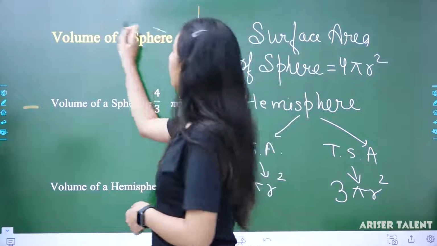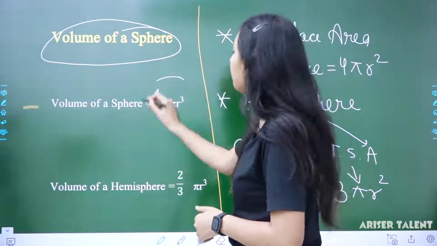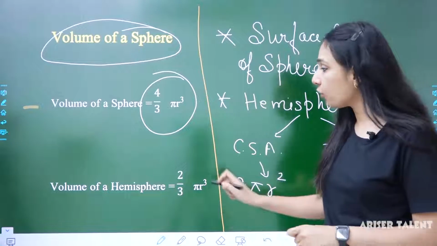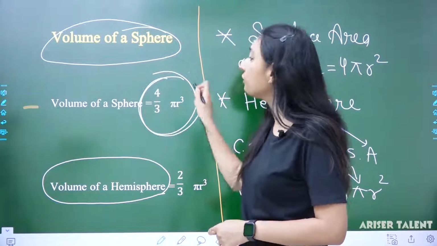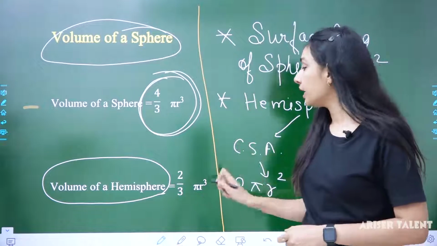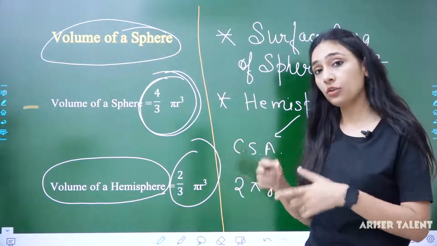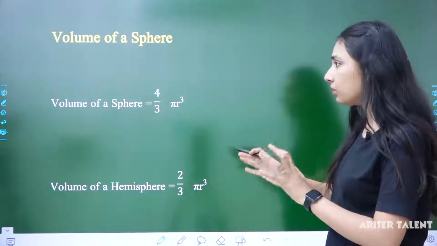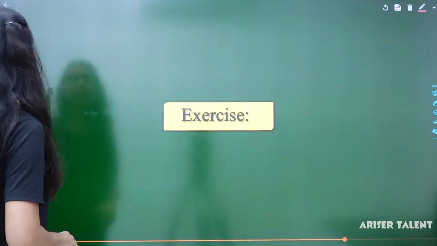Now talking about the volume of the sphere, in the previous lecture I told you that the volume of a sphere is nothing but 4 by 3 pi r cube, and the volume of hemisphere is just half the volume of sphere, that is 2 by 3 pi r cube. Clear? So this was only about the volume formulas. Now we are going to solve some questions very quickly.